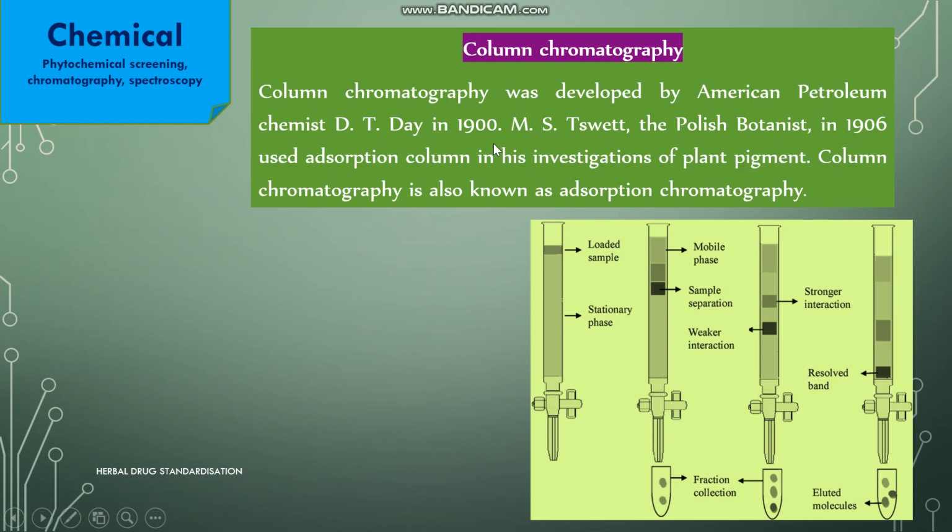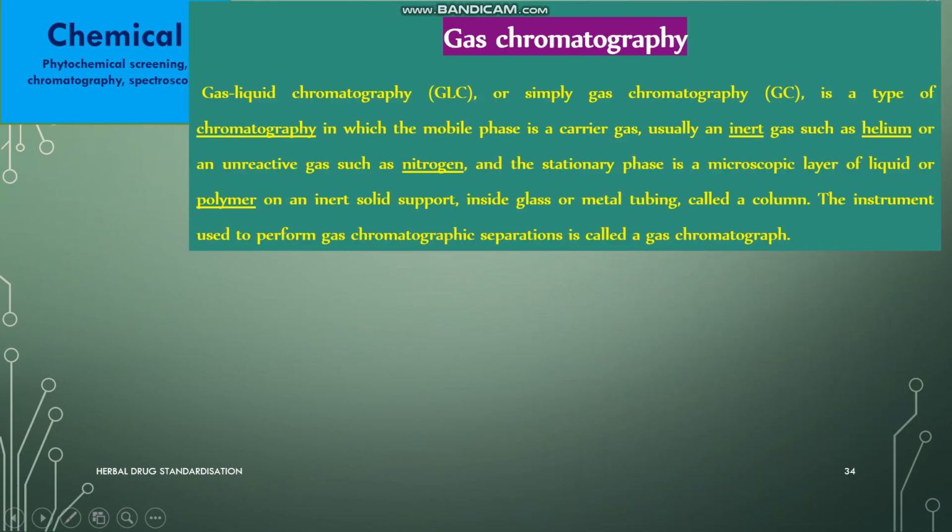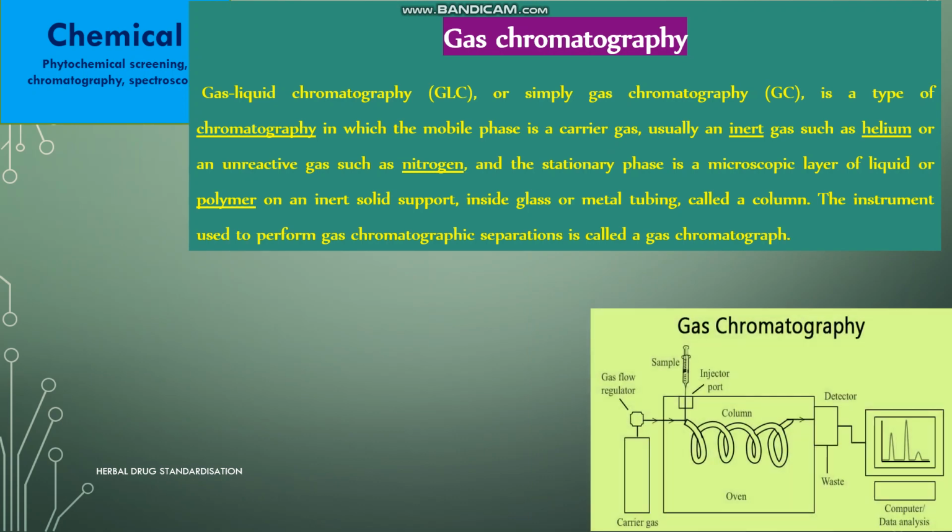Developed by D.T. Day in 1900 along with Mikhail Tswett, who is the father of chromatography. Gas chromatography is also there, using GLC, that is gas liquid chromatography, and also GSC, that is gas solid chromatography. It is widely used for the determination of oils. Even in case of Ayurvedic oils, we generally use a GC setup for different oils.